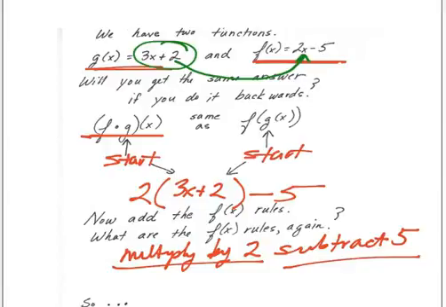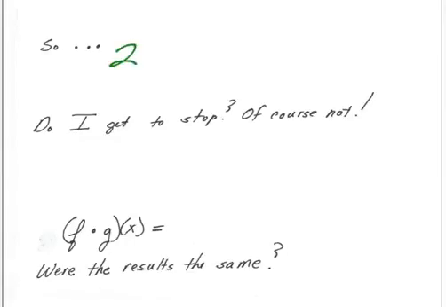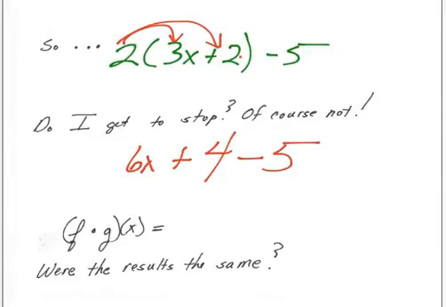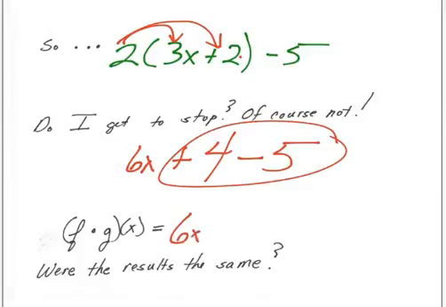All right, so what do we have now? We have 2 times (3x plus 2) minus 5. Are we done? We're not. So we need to distribute. So we have 6x plus, what's 2 times 2? 4. We don't need the parentheses because we did our distribution. And now we have minus 5. And we need to combine this. So what we have is 6x minus 1.